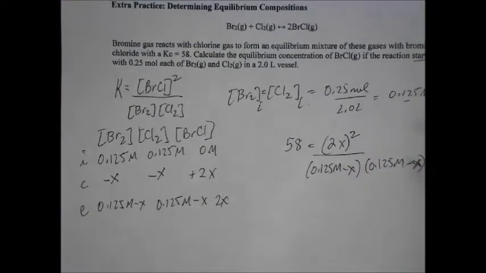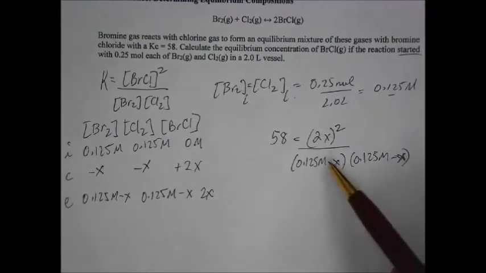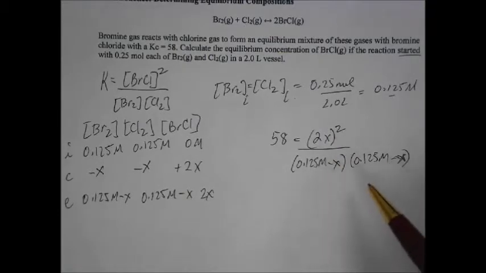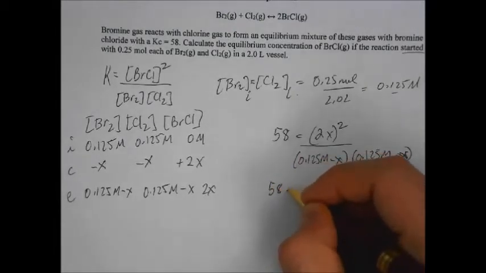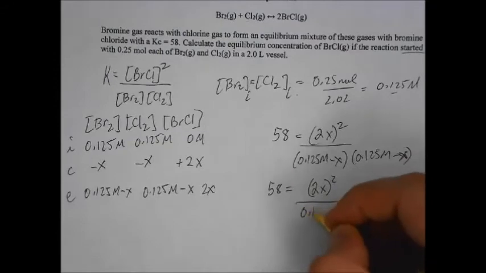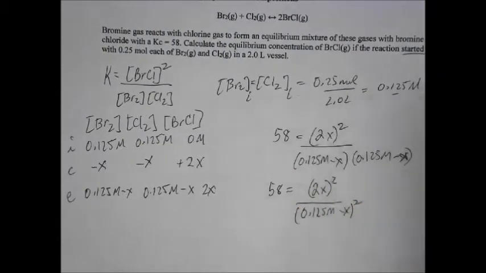So here's where the benefit of having the same concentrations comes in. So now we can see that this is squared up here, and really, since we have this times this and these are the same terms, we can simplify this a little bit and say that this 58 is going to equal (2x) squared divided by (0.125 molar minus x) squared.